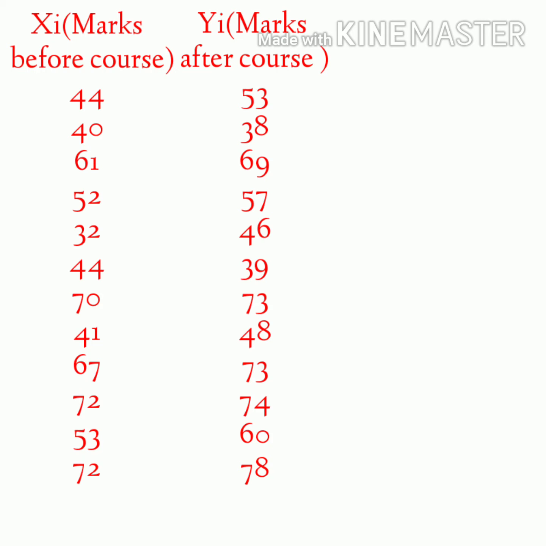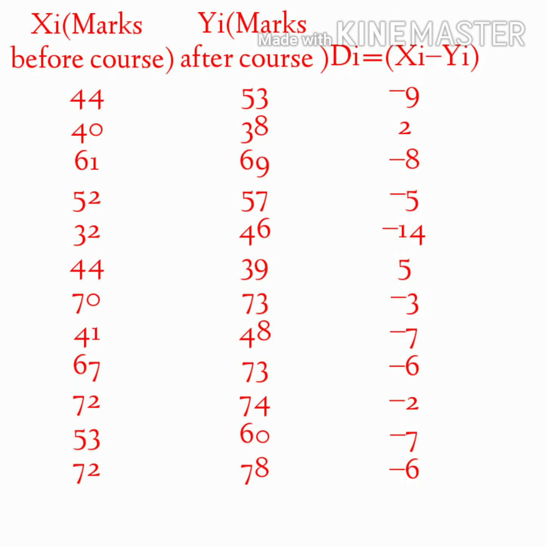And the corresponding values of the y column given in the math that I have written are 53, 38, 69, 57, 46, 39, 73, 48, 73, 74, 60 and 78. Now in the next column we will have to calculate d, where d equals x minus y.